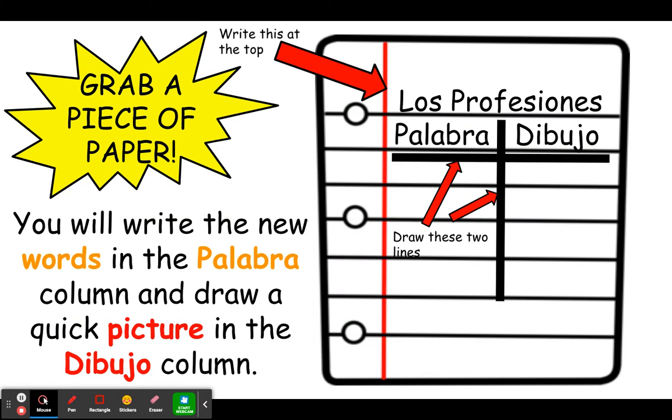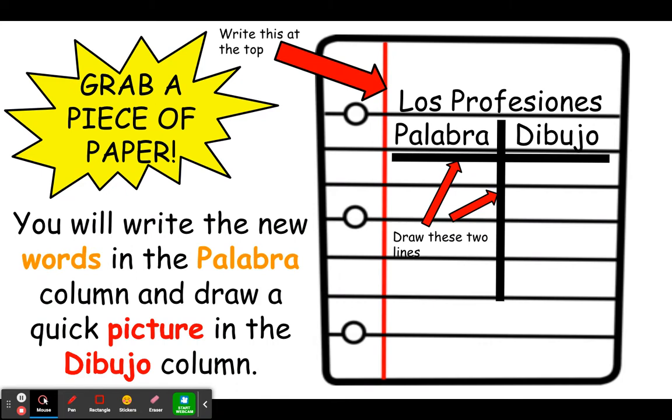All right, so now moving forward, on the side where it says palabra, palabra means word. And so you will write the words that we learned today in this column. And on the other column where it says dibujo, you will draw a quick picture of the word that we discussed.